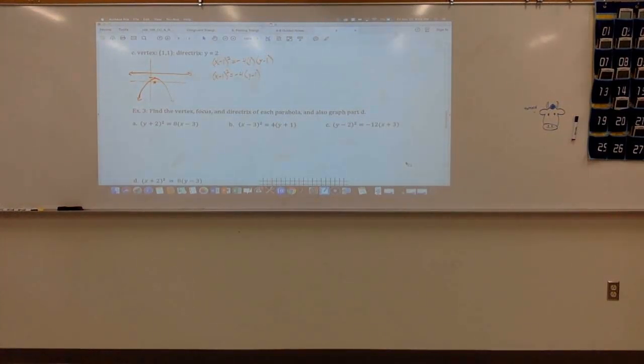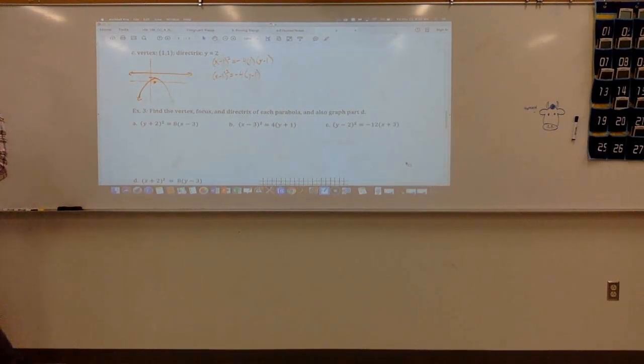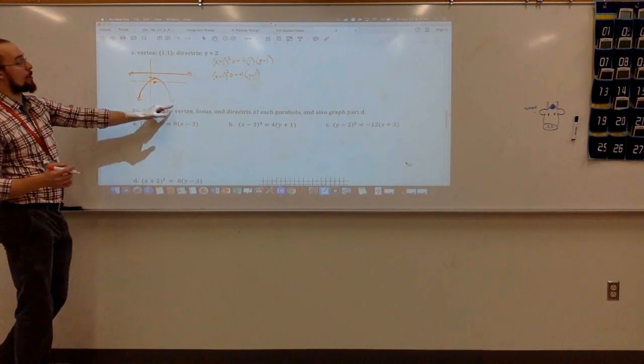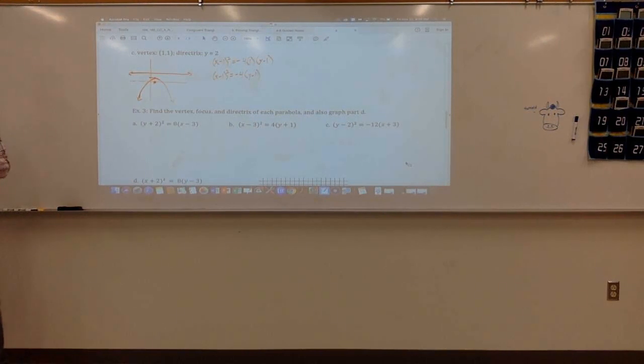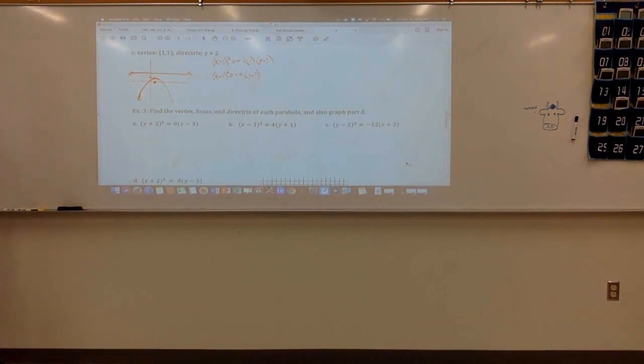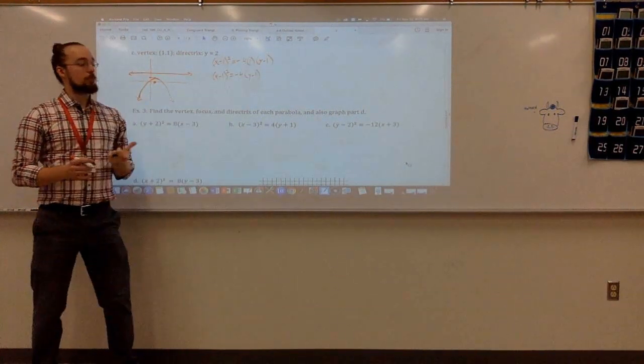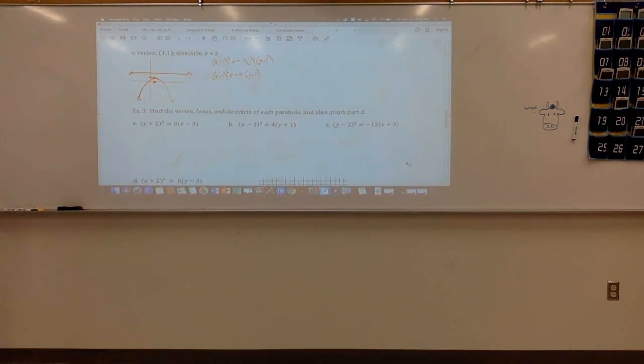Did we get something like this? Okay, so we know the vertex is at 1, 1. The directrix is at y equals 2. So that tells me automatically the parabola is going to open down. I know that my a value, the distance from the directrix to the vertex, is 1. So this is what we should end up with. Okay? Questions?